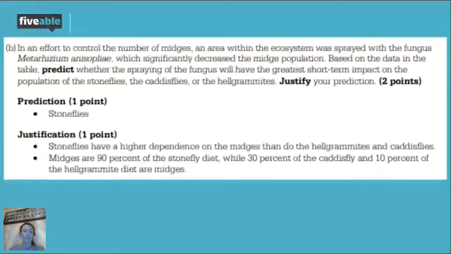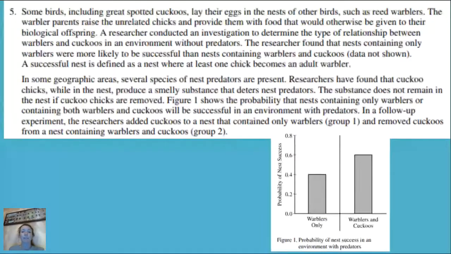Okay, next question. Some birds, including great spotted cuckoos, lay their eggs in the nests of other birds, such as reed warblers. The warbler parents raise the unrelated chicks and provide them with food that would otherwise be given to their biological offspring. A researcher conducted an investigation to determine the type of relationship between warblers and cuckoos in an environment without predators. The researcher found that nests containing only warblers were more likely to be successful than nests containing warblers and cuckoos. A successful nest is defined as a nest where at least one chick becomes an adult.